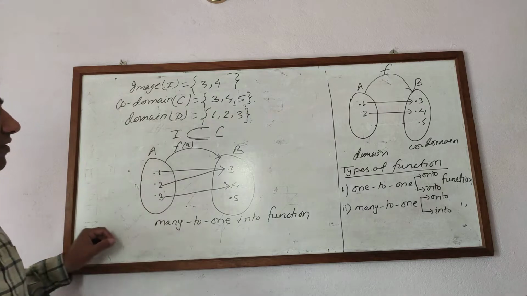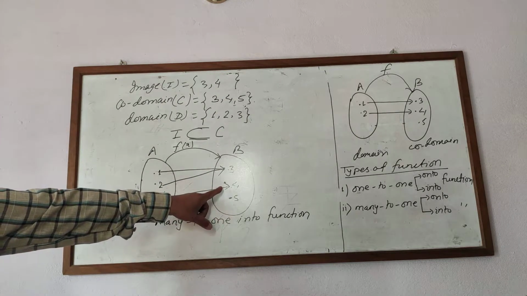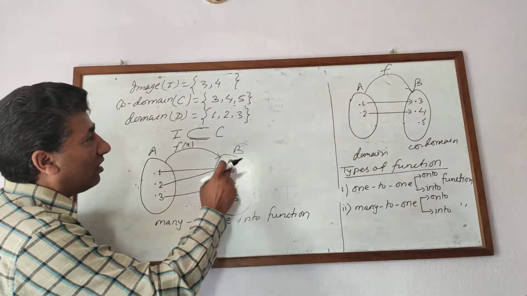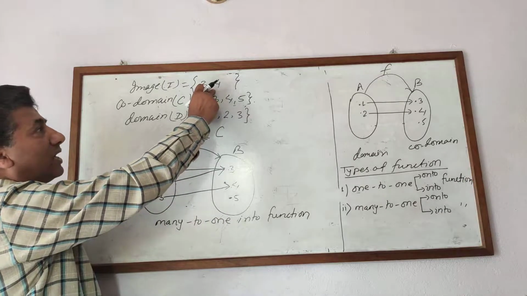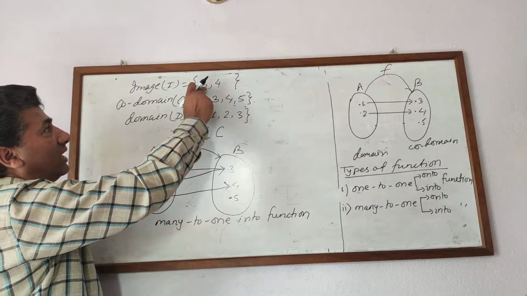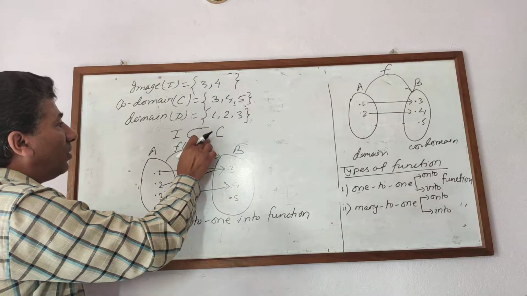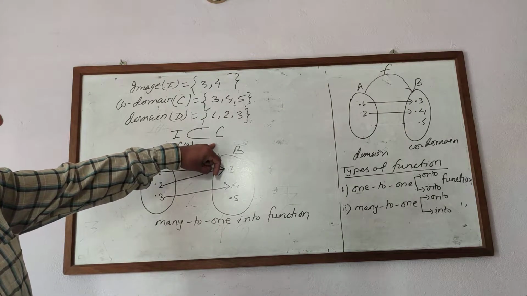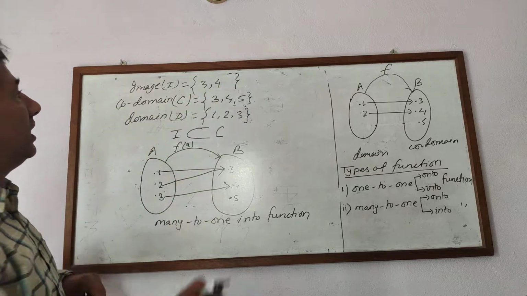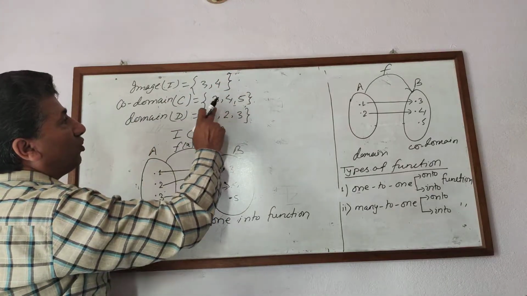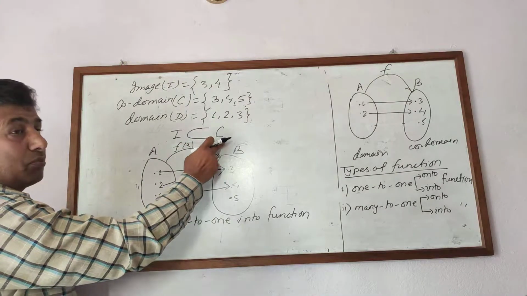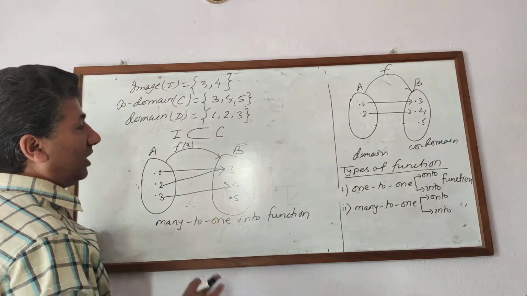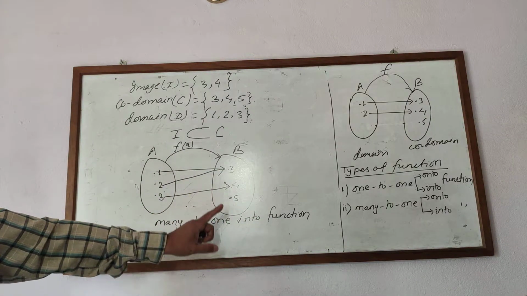Now 3, 4, 5, these 3 elements are the set of codomain. Inside these 3, 4, 5, only 3 and 4 are images. That's why the set of image elements is 3 and 4. Right now this image set is a proper subset of its codomain, not improper, proper subset. That's why it is into function. Now these are the types of function, onto, into.